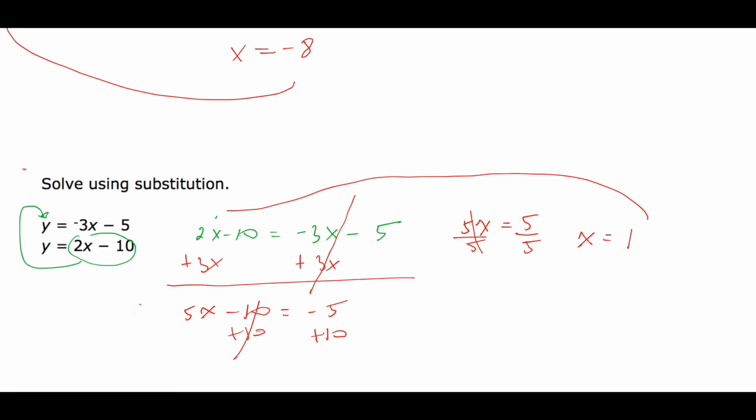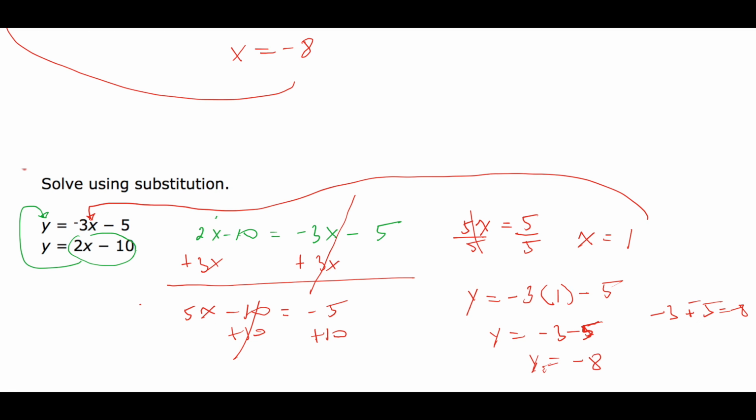Okay, so you plug it in right there. So you're going to get y equals negative 3 times 1 minus 5. So y equals negative 3 minus 5. Y equals what? Negative 3 minus 5 is negative 8, so y is equal to negative 8. So what's our final answer? 1 comma negative 8. You get it? All right, I'm going to stop this.